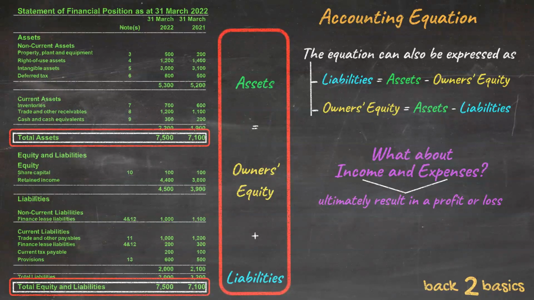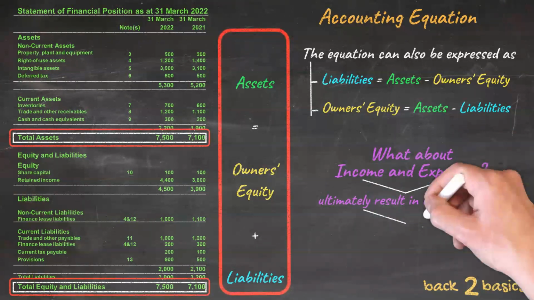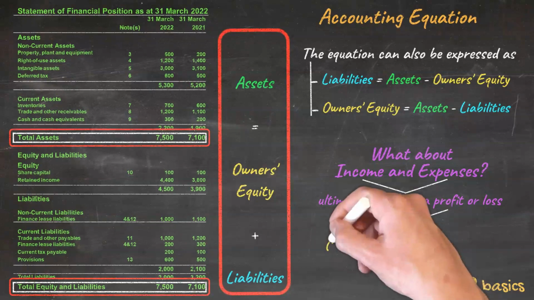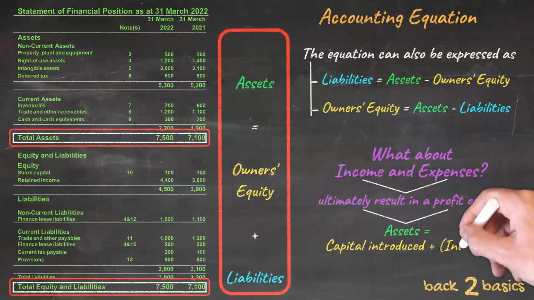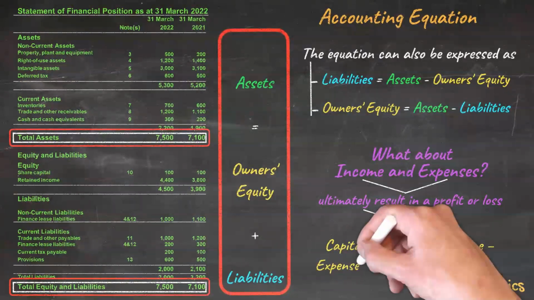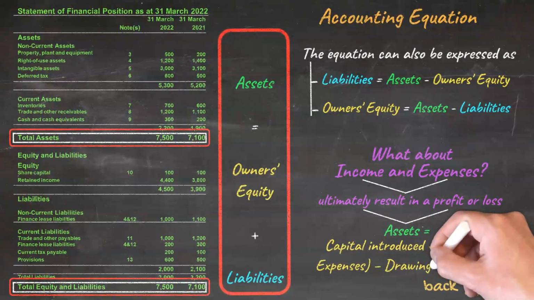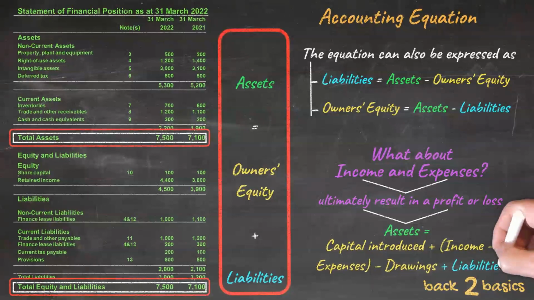So the accounting equation can be expanded to incorporate the impact of drawings and profits. In other words, income less expenses. Then the accounting equation will be assets equals capital introduced plus income less expenses less drawings plus liabilities.